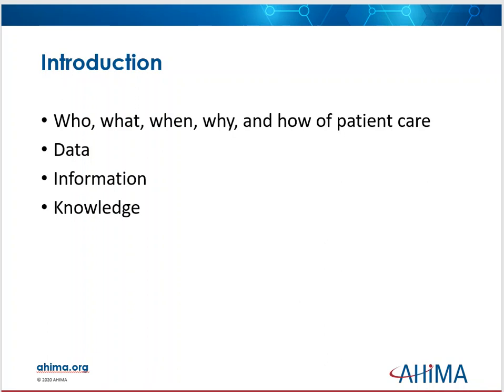So we're talking about data, information, knowledge, and each one of those gets bigger. So think about data as a single element. When's your birthday? What is your sex, male or female? It's a single data element. Information is when you have groups of data. So your demographic information is a group of data that identifies where you live.